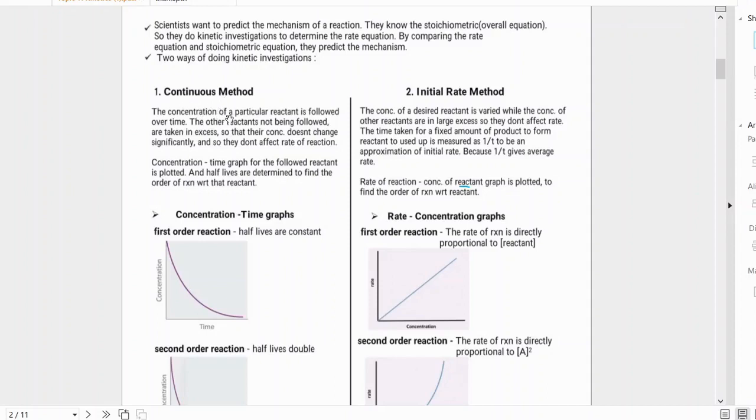In the continuous method, the concentration of a particular reactant is followed. Could be by titration. We are titrating the reaction mixture with a titrant, that is a standard solution. So we are directly determining the concentration of reactant remaining in the reaction mixture. That is how the concentration of a particular reactant is being followed over time.